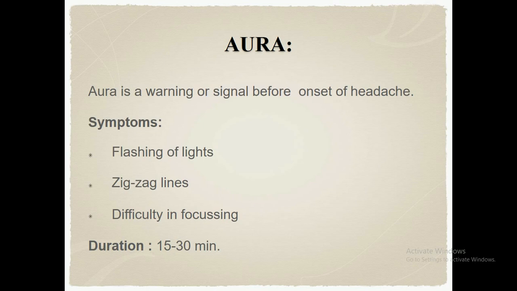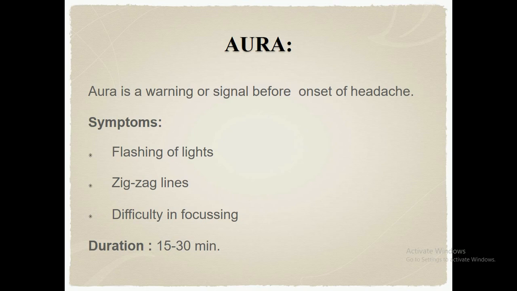The second stage is aura. Aura means a warning or signal before the onset of headache. Before the attack of headache, this is just a signal given as a warning to the person before the onset of headache.